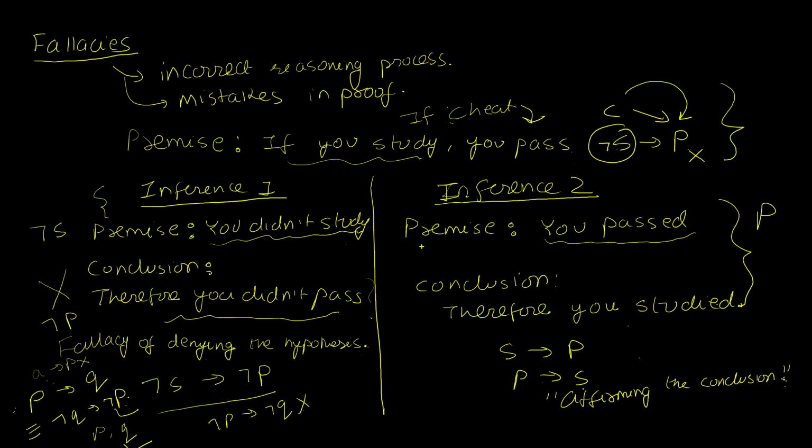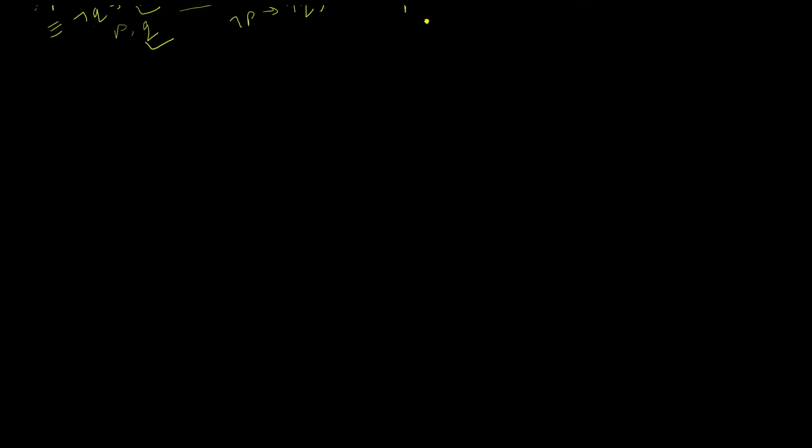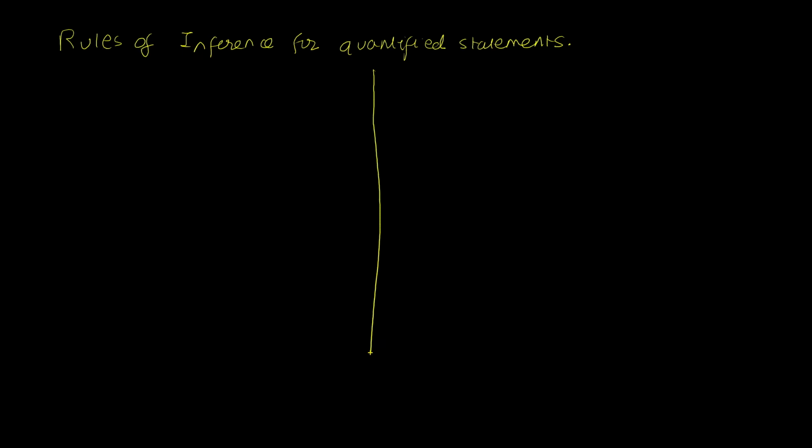And Q implies P is this fallacy, affirming the conclusion. So I hope all of that makes sense. We'll next look at one little topic before we dive into problems: rules of inference for quantified statements. And let me demonstrate this using a chart.